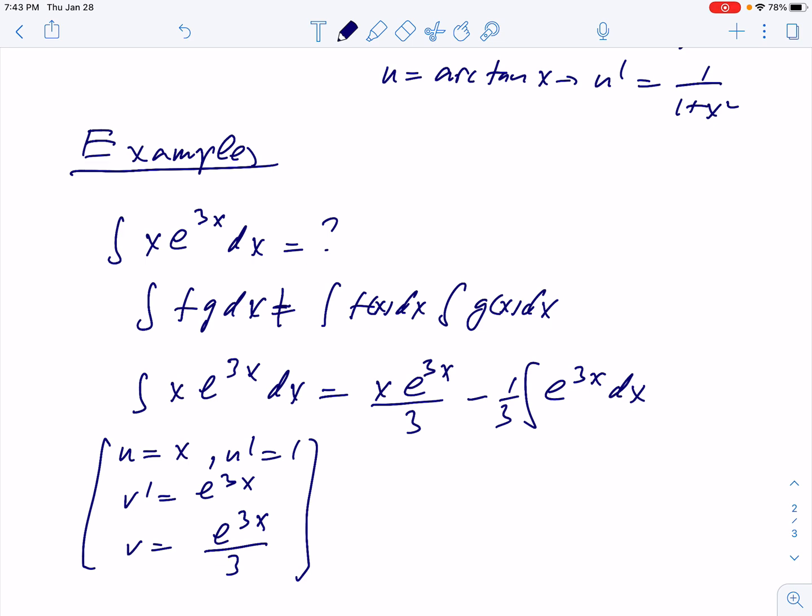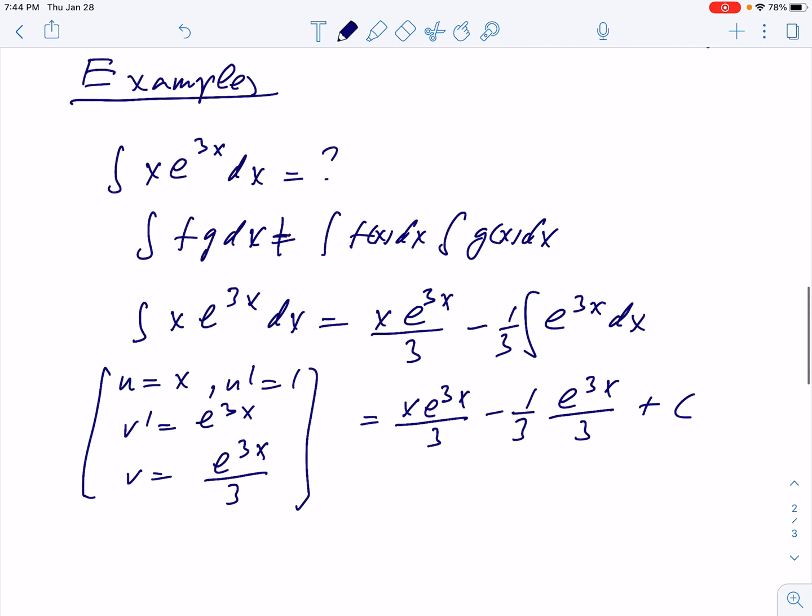And the integral which appears on the right side is much simpler. There is no more x here. And we can integrate. So this is x exponential 3x over 3 minus 1/3 exponential 3x over 3 plus c at the end. And what can we do here? We can simplify a little bit. We can factor 1/3 exponential 3x. It's a common factor, and from the first term we have x minus 1 like that, plus c. This is our answer.